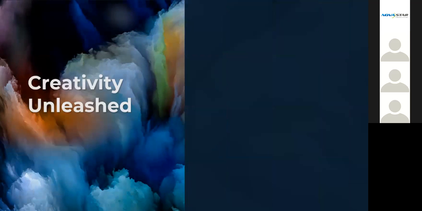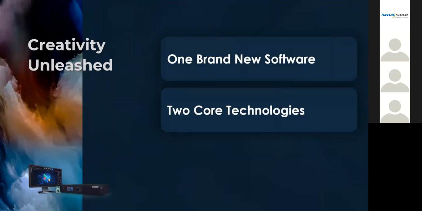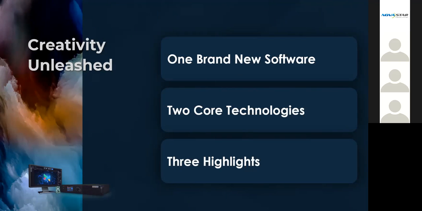The solution consists of 3 parts. One brand new software called VMP. It's a platform that is totally different from Nova LCT. 2 core technologies, which are specially designed for the fast-growing front page display market. 3 highlights, aiming to provide ultimate capabilities for our control system. Now, let us check them one by one.